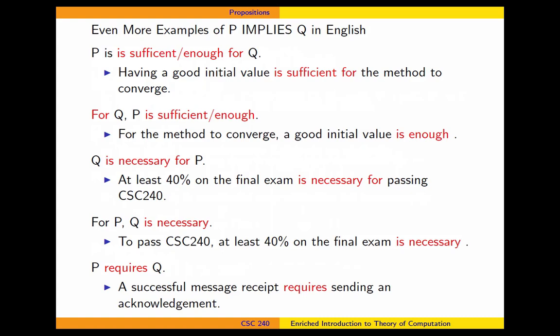Finally, in the sentence, successful message receipt requires sending an acknowledgement. The hypothesis is a message is successfully received, and the conclusion is an acknowledgement is sent. So, this sentence means that if you successfully receive a message, then you must send an acknowledgement.